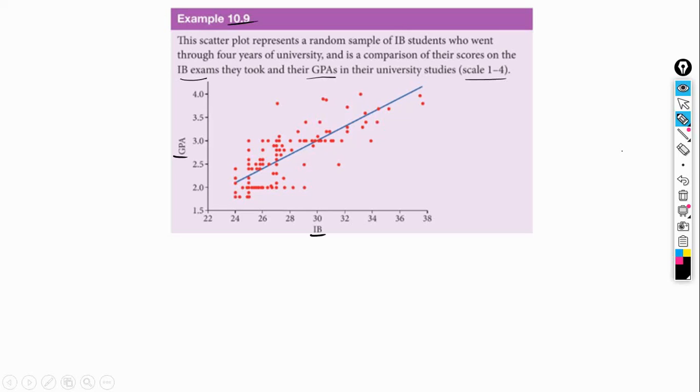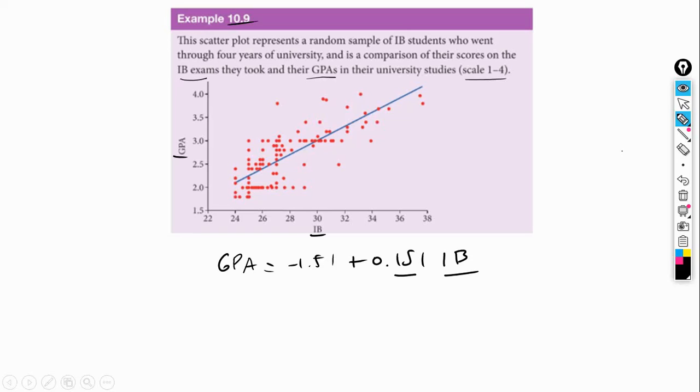Now, they tell us that when they found the linear regression for this set of data, it is that the GPA is equal to minus 1.51 plus 0.151 times the IB grade. So this means that on average, for every point that the IB grade goes up, you would have an increase of about 0.15 points in the GPA.